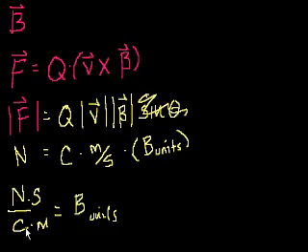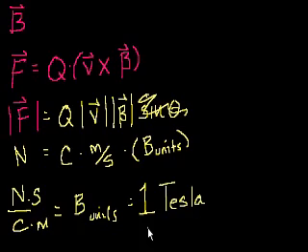And that might seem a little disjointed, and they've come up with a brilliant name, named after a deserving fellow, Nikola Tesla. So 1 newton second per coulomb meter is equal to 1 tesla. And I'm actually running out of time in this video because I want to do a whole problem here. But I just want you to sit and think about it for a second.